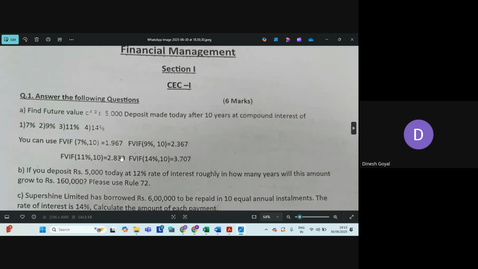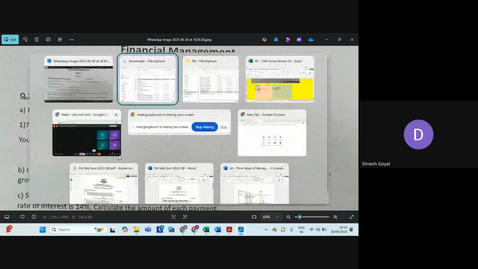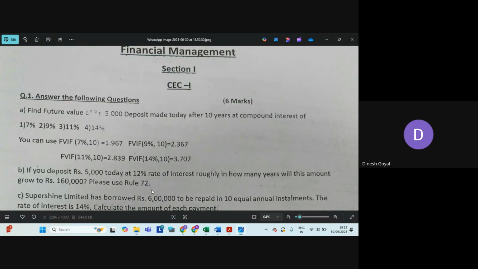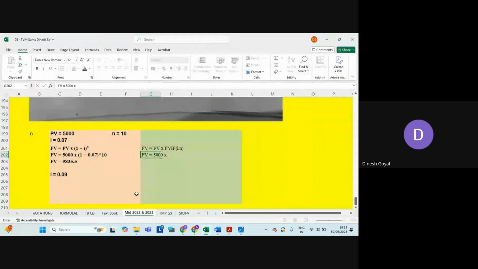So this is the question. They have given 1.967, so we can directly multiply. Your future value will be 5,000 into 1.967, so 9,835. Or if we take it up to two decimal places, that is fine.